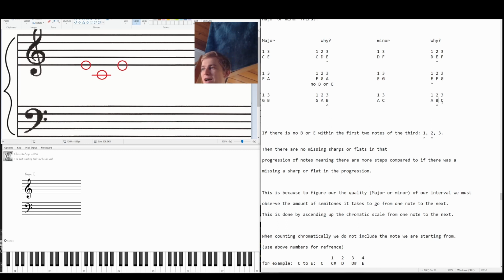So we again have one less step in the progression from A to C, versus if, like here, we had no B or E in the middle or in the first note, or like if we had here or here, to where our B and our E were on the end, which means that if the missing sharp was there, it comes after the note that we're already ending on.